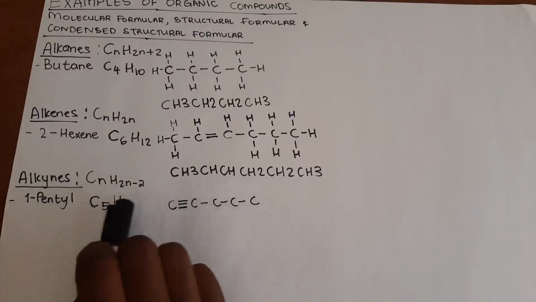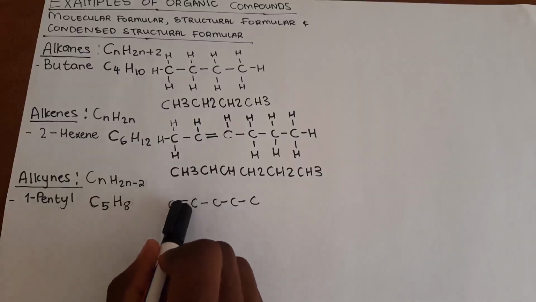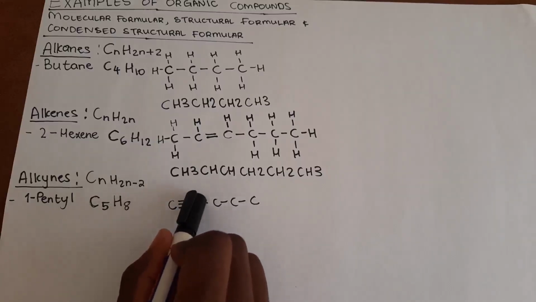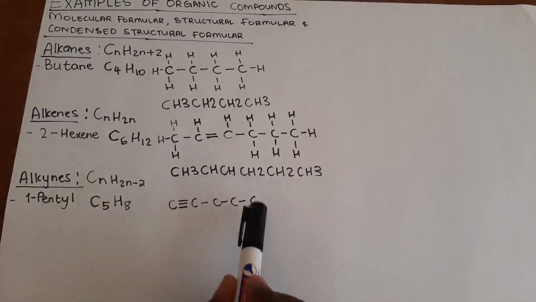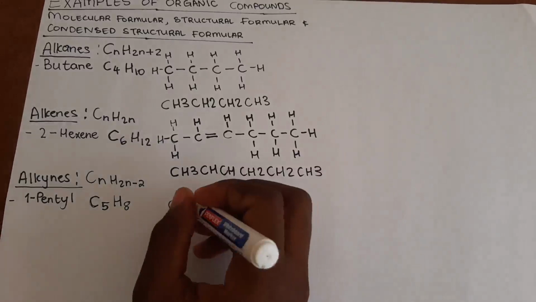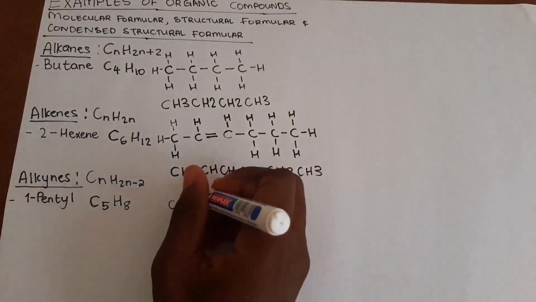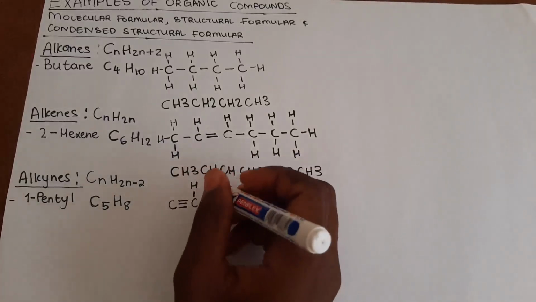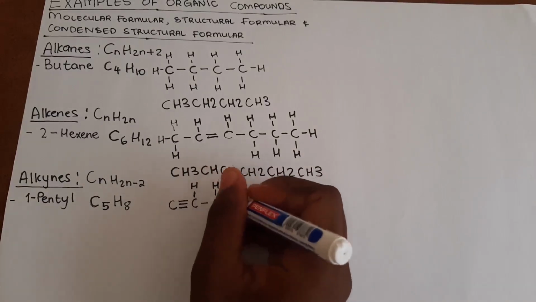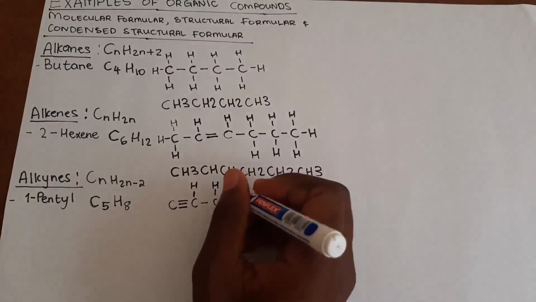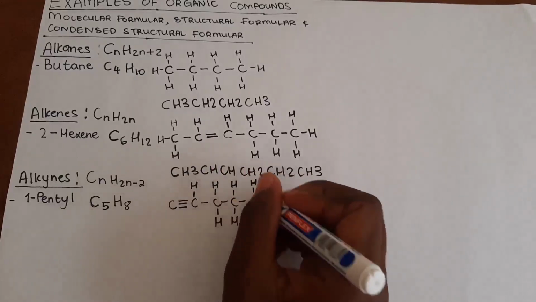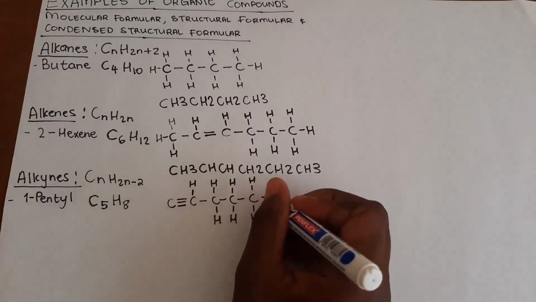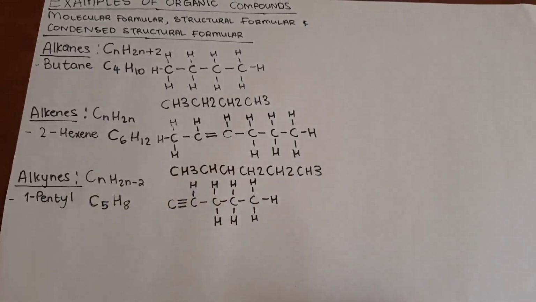No H must bond here because the three bonds are taken. We have only one H here. So this carbon is going to bond with only one H atom, this one with two H atoms, and this one with three H atoms. That's how it goes.